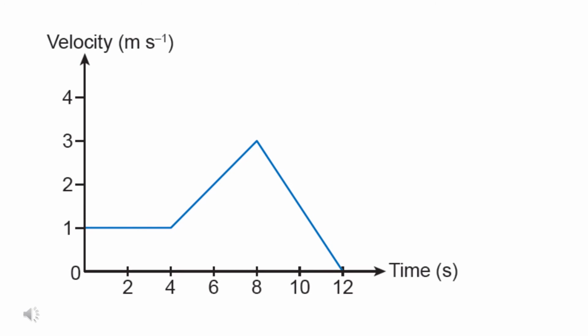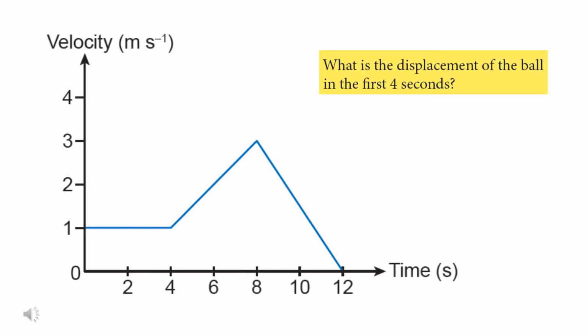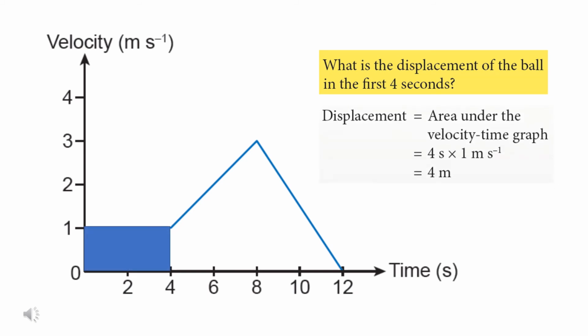This graph is a VTG, velocity-time graph of a ball. Calculate the displacement of the ball after the 4th second. Displacement can be calculated by determining the area below the graph. The area below the graph is 4 multiplied by 1. The displacement is 4 meters.